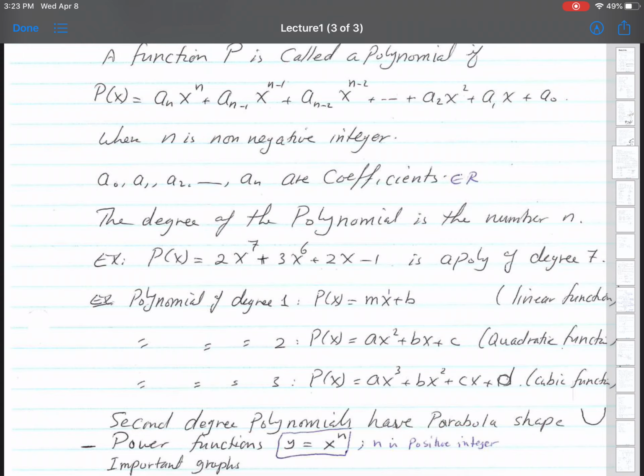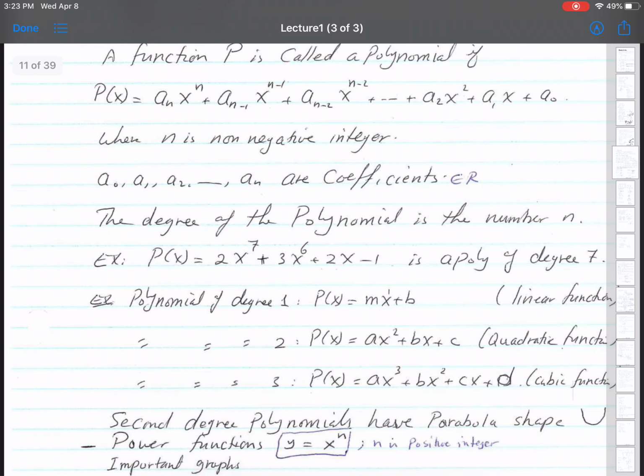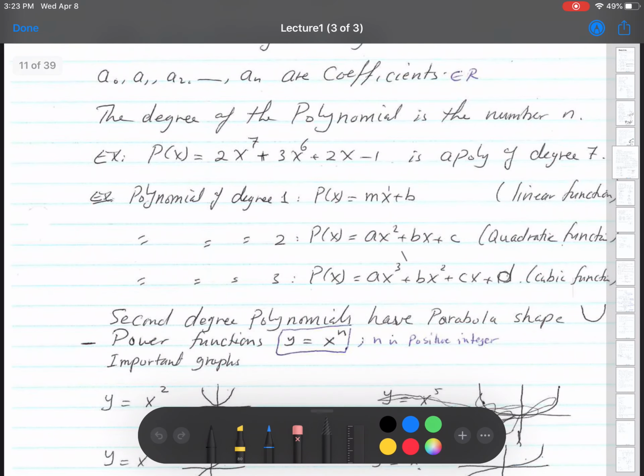To find the degree of the function, we look at the highest exponent of that function. So for this example, the highest exponent of this function is 7. So this is a degree 7 function. The highest exponent of this function is 1. It's a degree 1 function or linear function. This one is 2. It's a quadratic function or degree 2 function. This one has a highest exponent of 3. It's a cubic function.